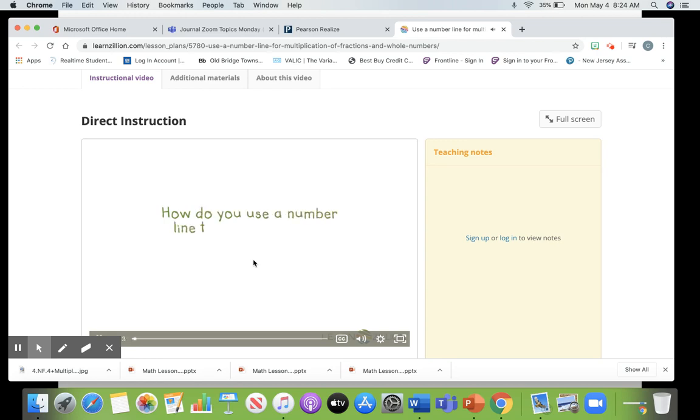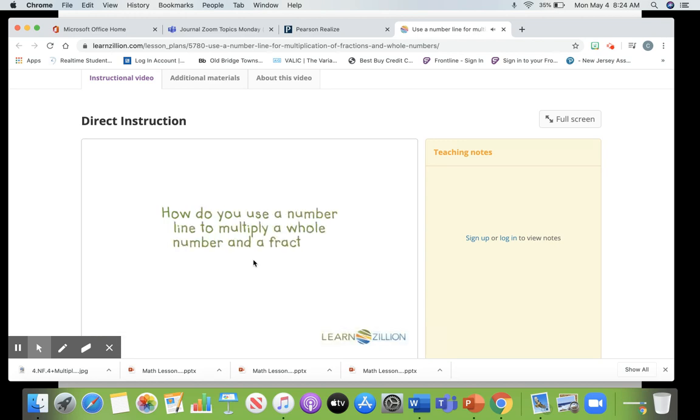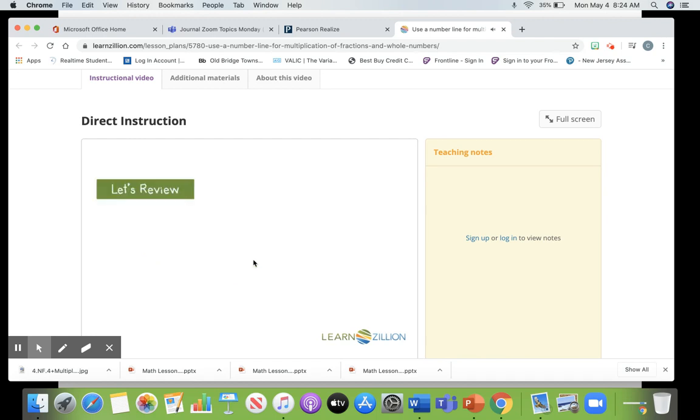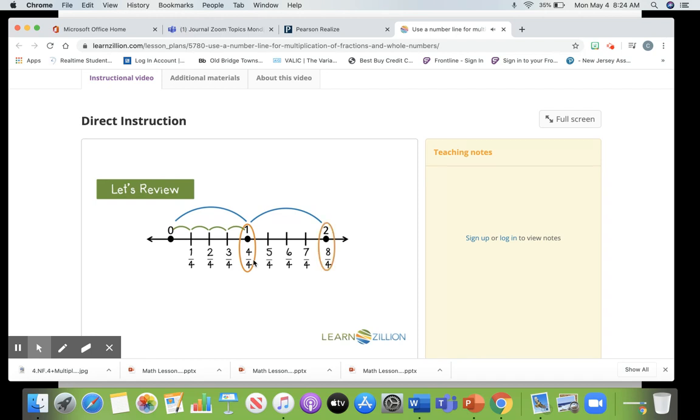How do you use a number line to multiply a whole number and a fraction? In this lesson, you will learn to multiply a whole number and a fraction by using a number line. Let's review. A number line can be divided into equal parts. This number line shows the distance between 0 and 2, and each whole number is divided into 4 equal distances. We can see that 4/4 represents the same distance as 1 whole, and 8/4 represents the same distance as 2.